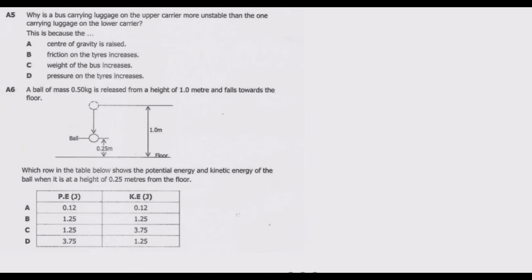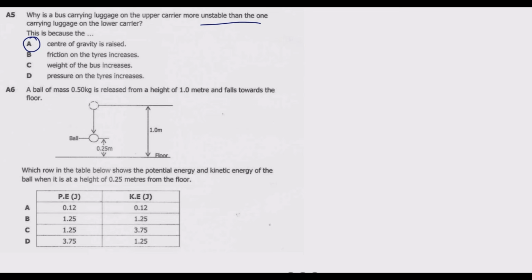Let us move to question A5. Why is a bus carrying luggage on the upper carrier more unstable than the one carrying the luggage on the lower carrier? So what we need to know is, basically, the higher the center of mass, the more unstable it is. Then the lower the center of mass, the more stable it is, because the topple over is unlikely to happen. So A, the center of gravity is raised. So in this case, A is the correct answer.